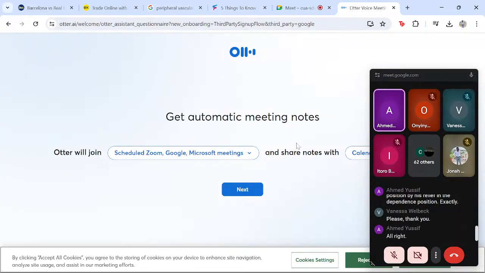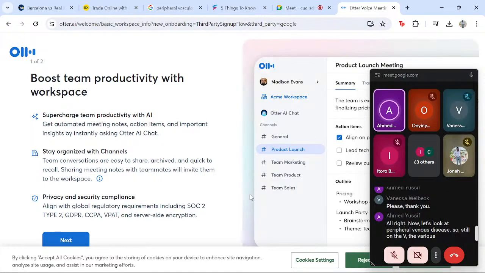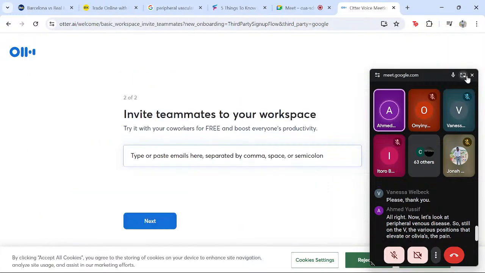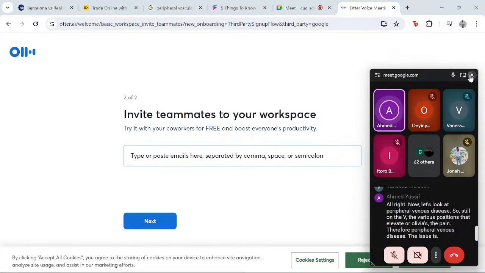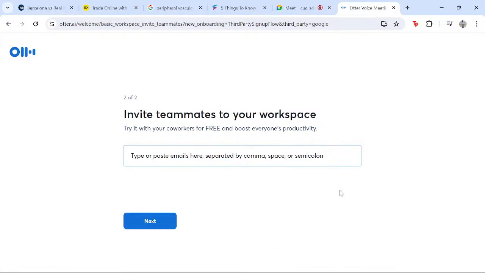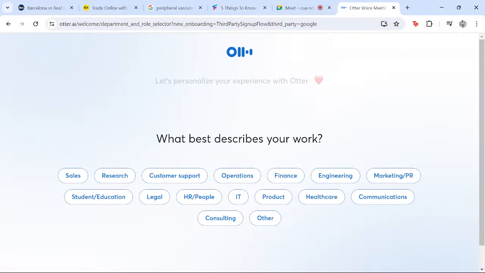All right. Now let's look at peripheral venous disease. So still on the vein, the various positions that elevate or alleviate the pain. For peripheral venous disease, the issue is the veins are not able to return blood back to the heart. And they are not able to do that because there's either an occlusion or damage to the vein walls or the valves or overstretching of the veins.